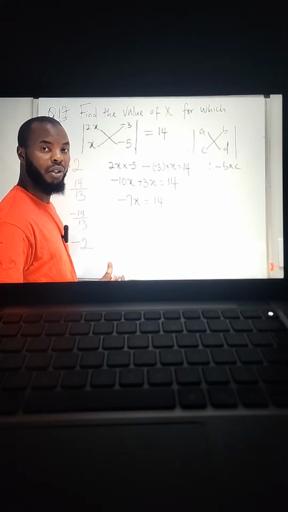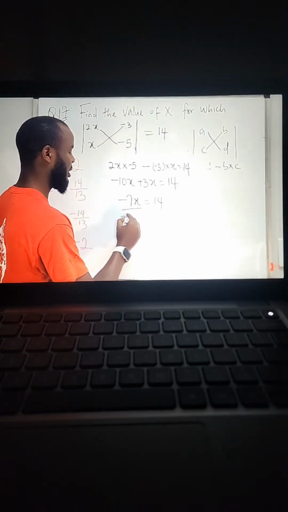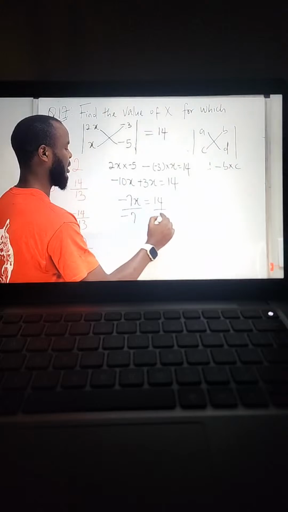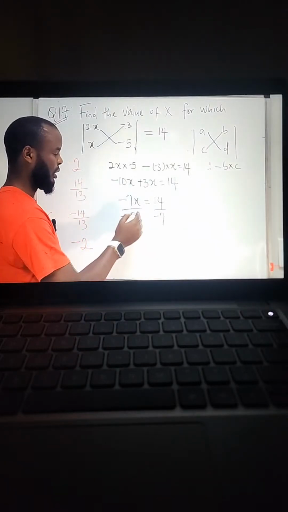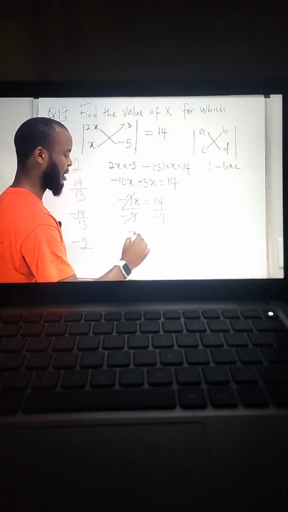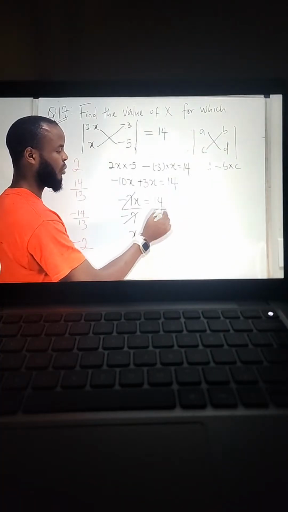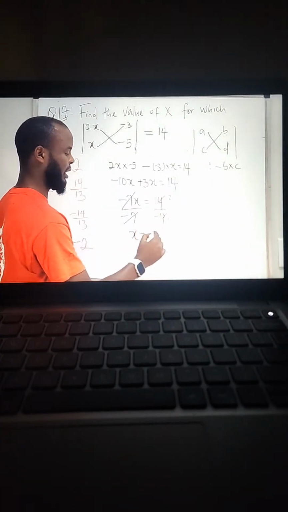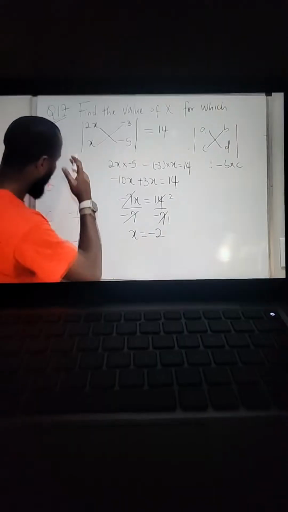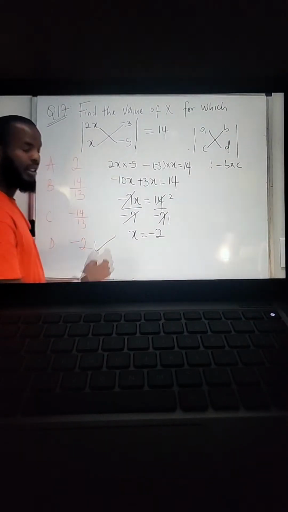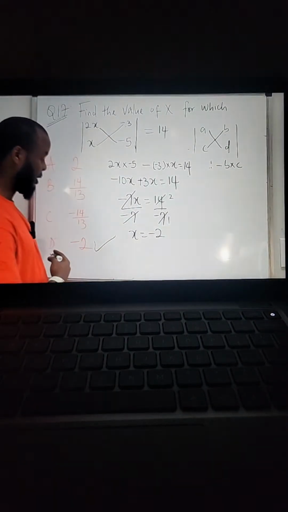Dividing both sides by the coefficient of x, which is -7, this cancels out, and I'm left with x. 7 divided by 7 is 1, and 14 divided by 7 is 2. I'm having -2. Looking at the options, my right answer should be option D.